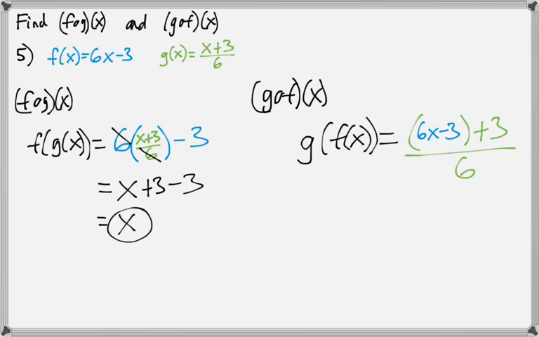So the 3's actually go away, and you're left with 6x over 6. And then those 6's cancel out, and you're left with x.